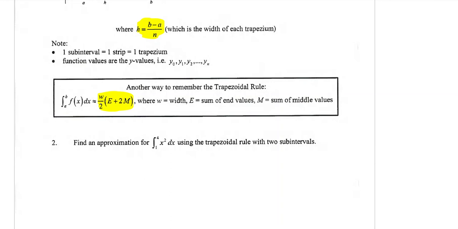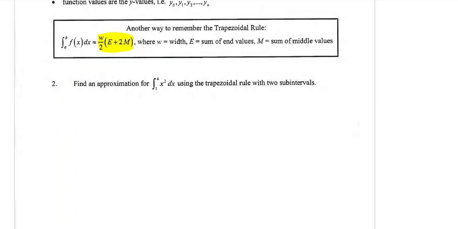So let's try and do a question with 2 subintervals. Question 2. Find an approximation for the integral of x squared between 1 and 4 using the trapezoidal rule with 2 subintervals. So, because there's 2 subintervals, I'm going to start by working out, I'll call it W because I'm going to use the second formula, the width formula. It's the same thing as the H though.